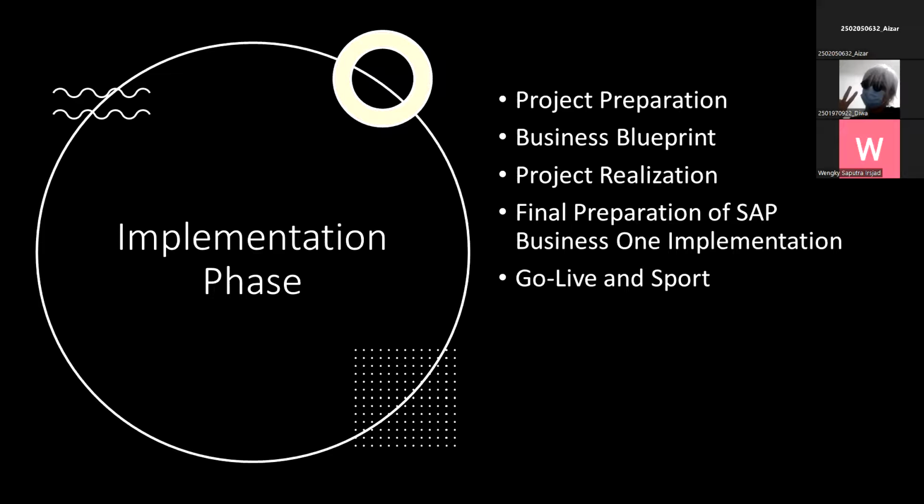So the first one on the implementation phase that Tokopedia use, because Tokopedia use SAP Business One, so the implementation phase is the same as SAP Business One. The first one, we have project preparation. So the purpose of this phase is to analyze the objective and needs of the clients and provide planning and preparation for the project.